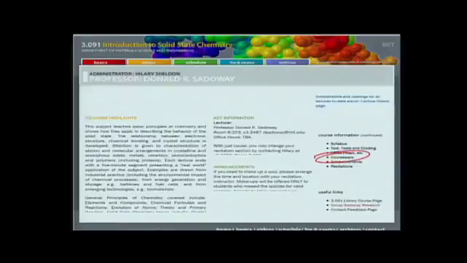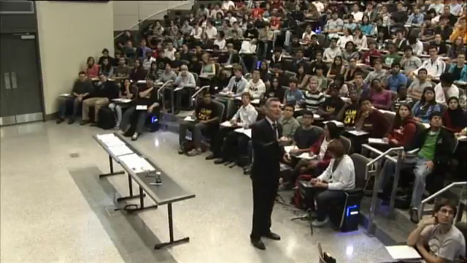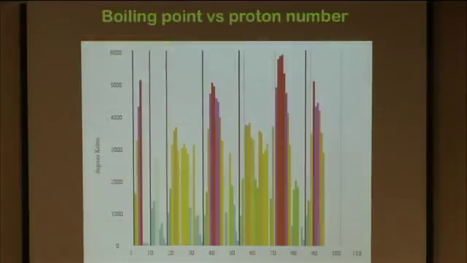And so I've made the case for the table of the elements. Why do we call it the periodic table? What's the periodic about? Well, take a look here. If you go to the website, there's a tab called Courseware, and there's a tab called Periodic Table. And you can go to the periodic table and ask the software to plot properties. So for example, this is boiling point versus proton number or atomic number.